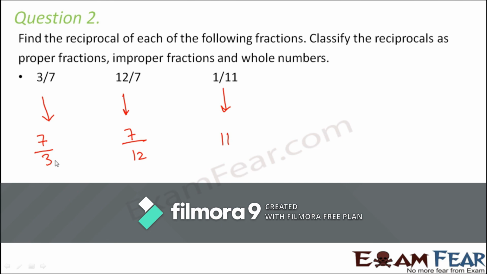Now which is a proper fraction? Wherever the numerator is lesser than the denominator. Out of these three, where do you see the numerator is lesser than the denominator? Here. So this is a proper fraction. Which is an improper fraction? Definitely this one, because the numerator is 7, which is greater than the denominator, that is 3. And this is a whole number, because 11 is a whole number. It is a number that falls between 0 and infinity. The whole numbers start from 0, 1, 2, 3, 4, 5, 6 and so on. So 11 is a whole number.